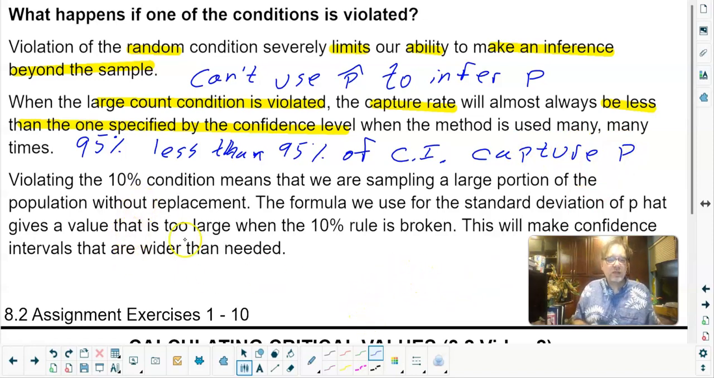And if I violate the 10% condition, it means that we are sampling a large proportion without replacement. So the formula we use for the standard deviation of p hat gives a value that is too large. My standard deviation of p hat will be too large when that 10% rule is broken. That is going to make my confidence intervals wider than they needed to be.